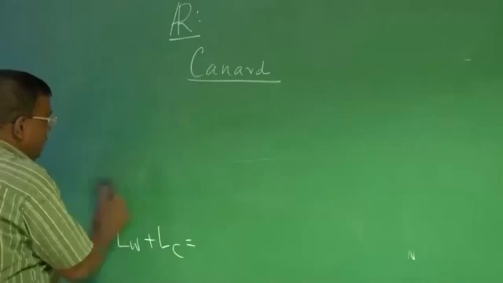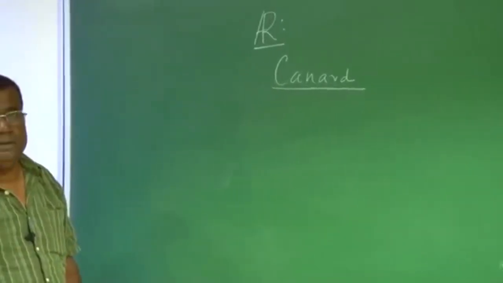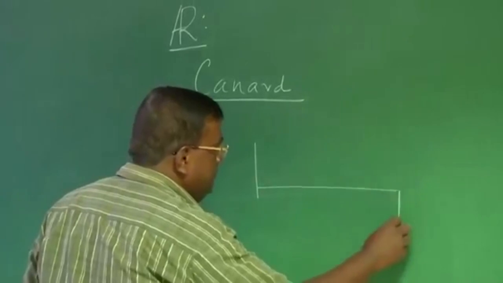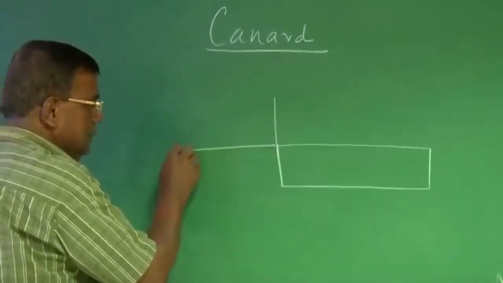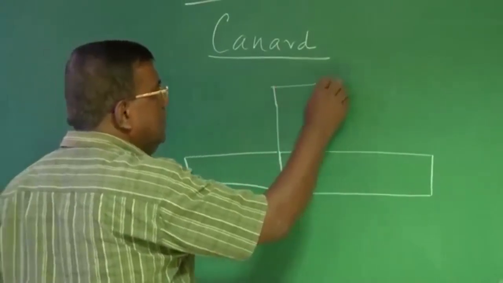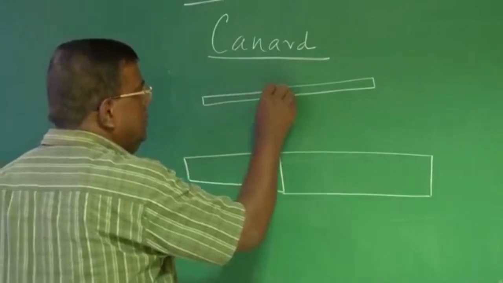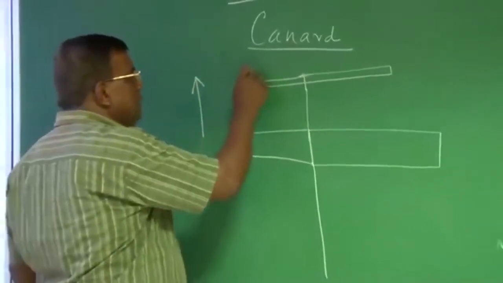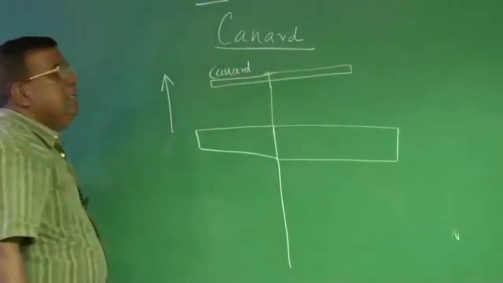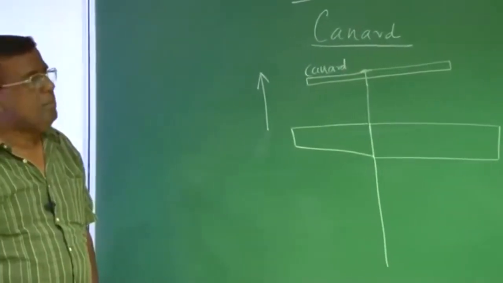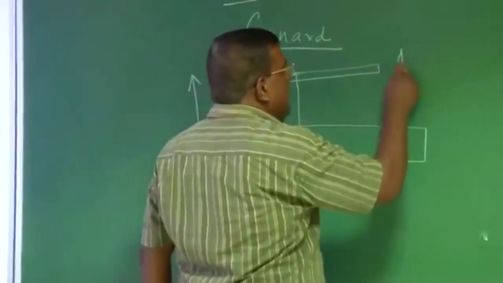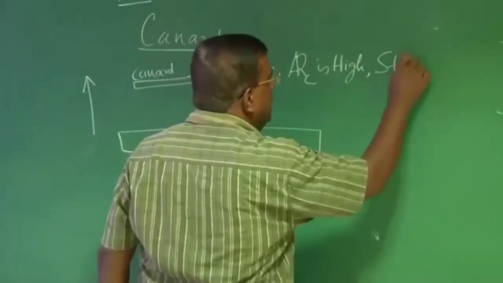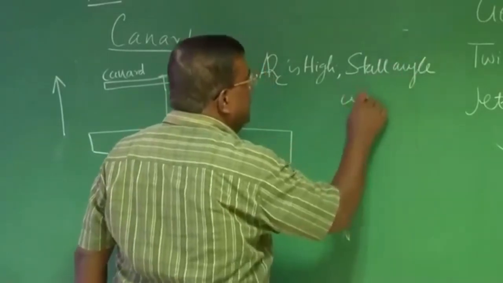But now question comes, what is the advantage if you have canard with high aspect ratio? Because we are focused on aspect ratio. Imagine this is the wing. And you have put a canard here. And it is flying, whatever it is. This is canard. This schematic, right? If I put canard with high aspect ratio, that means canard aspect ratio is high, so its stall angle will be lower.